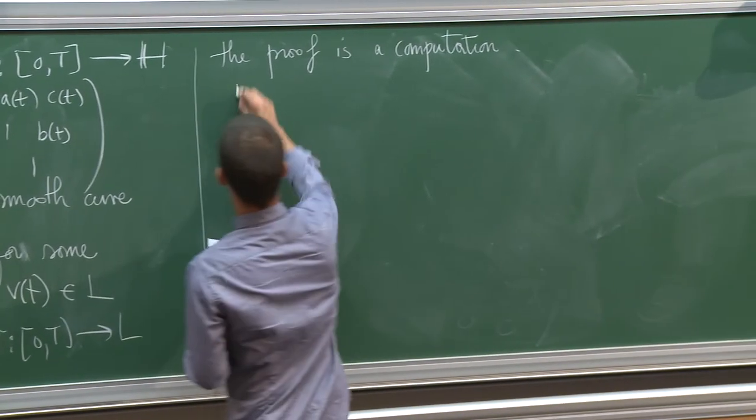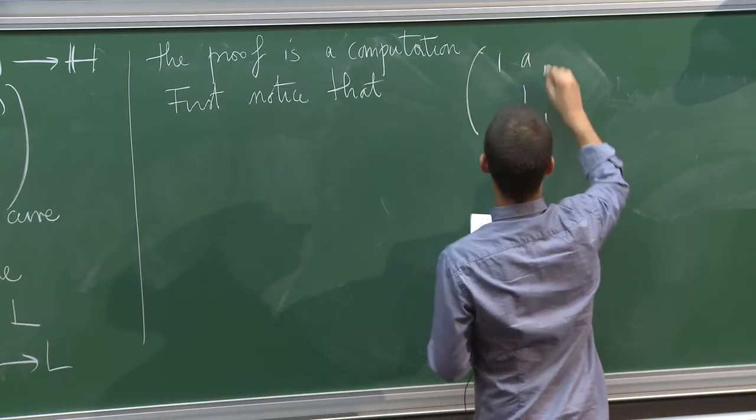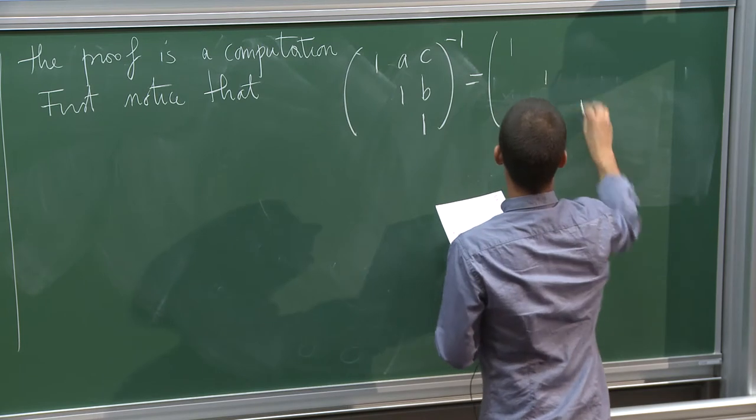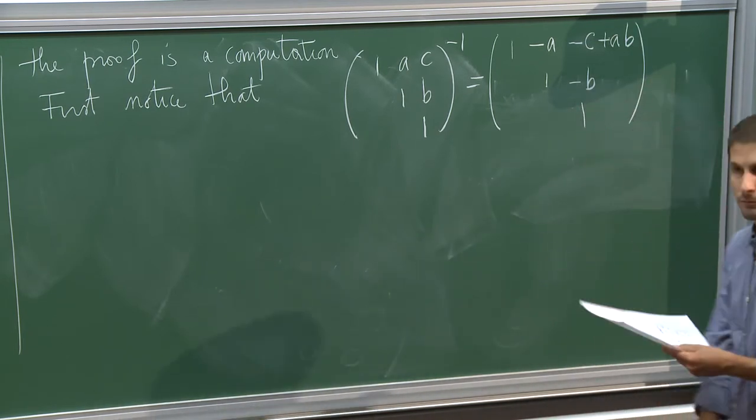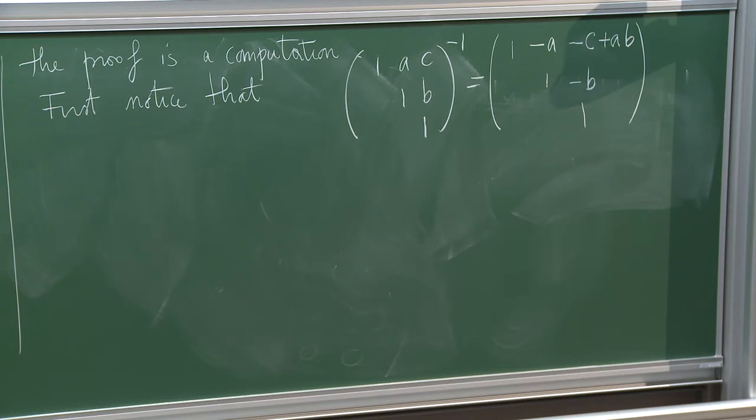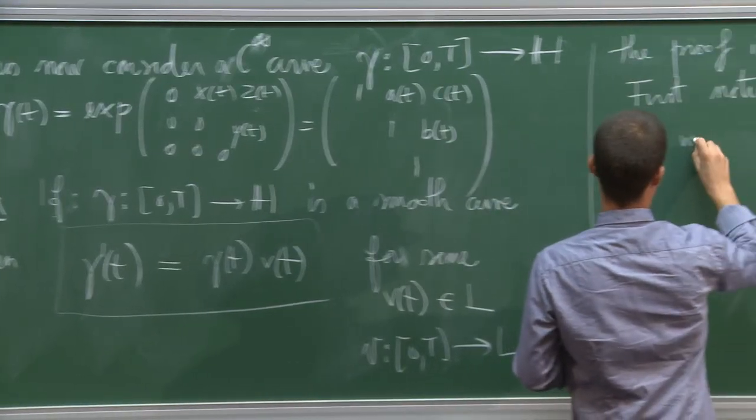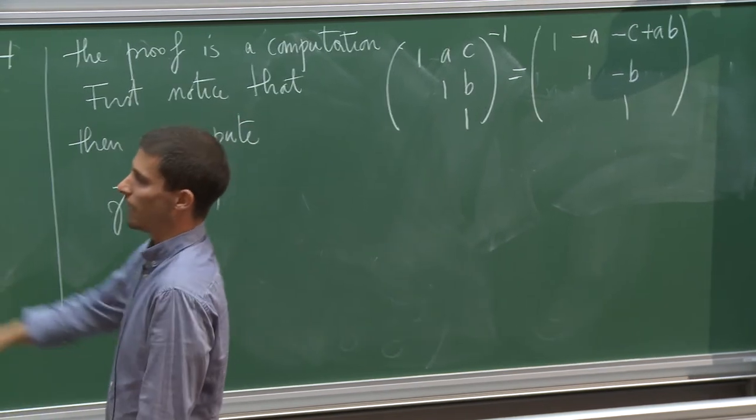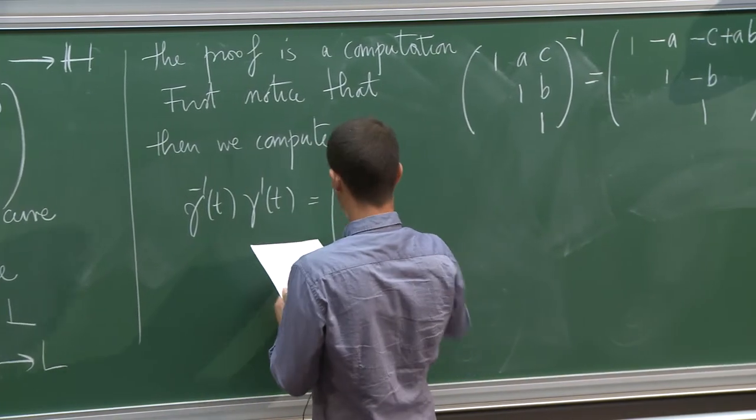So the first thing, so first notice that if you do this, so this is not difficult, I just write down the result. This is minus a, minus b, minus c plus ab. Okay, this is easy. And then what you do to prove this? I can compute gamma minus 1 gamma prime. So if I know that gamma is in H, it is invertible. If it's smooth, I can differentiate. This makes sense.